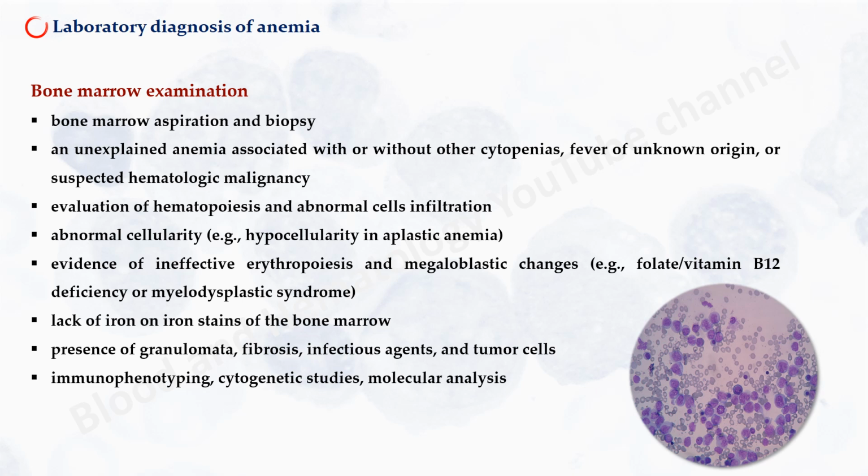Other tests that can assist in the diagnosis of anemia can be performed on the bone marrow sample as well, including immunophenotyping of membrane antigens by flow cytometry, cytogenetic studies, and molecular analysis to detect specific genetic mutations and chromosome abnormalities in leukemia cells.